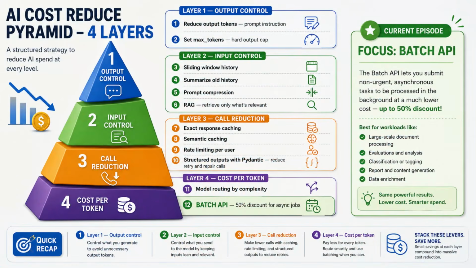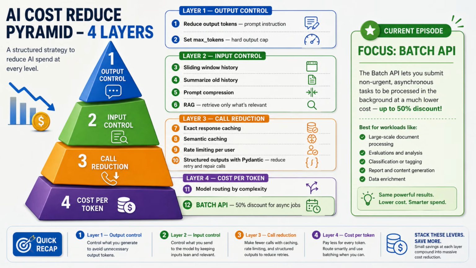Before we move forward, let's quickly recap our 4-layer AI cost reduction pyramid. Layer 1 controls the output by reducing unnecessary tokens and setting a hard max token limit. Layer 2 controls the input using sliding windows, conversation summaries, prompt compression, and RAG. Layer 3 reduces the number of calls through exact caching, semantic caching, rate limiting, and structured outputs with Pydantic. Then we reach Layer 4, reducing the cost per token. We started with model routing, where each request is sent to the most cost-effective model based on its complexity.